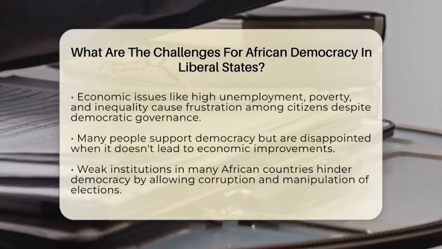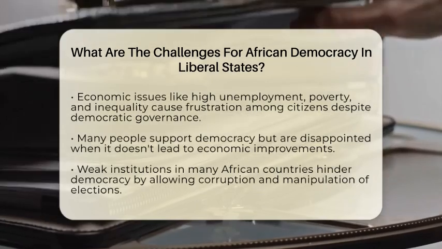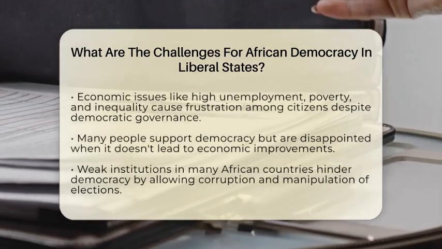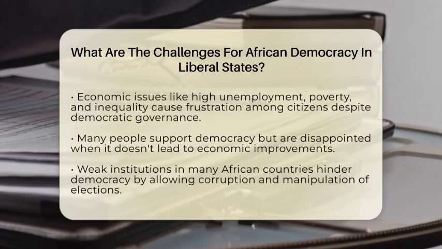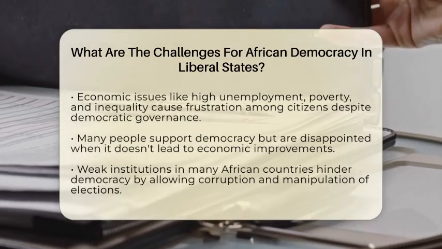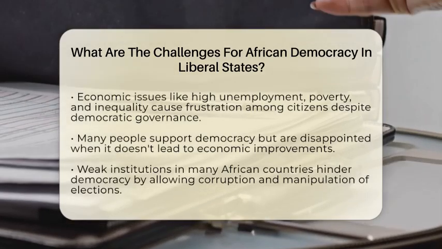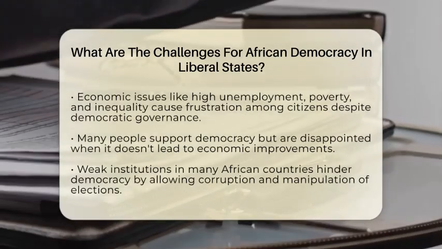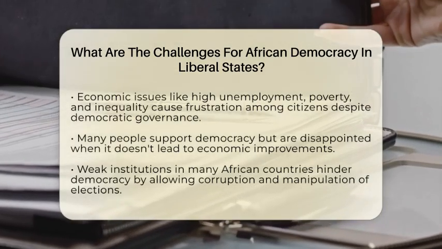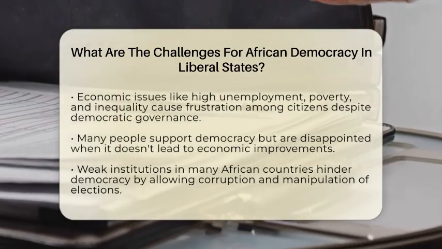Another challenge is weak institutions. Democracy depends on strong institutions that can enforce laws, fight corruption, and hold leaders accountable. But in many African states, institutions are fragile or corrupt. This makes it easy for leaders to manipulate elections or ignore laws, which weakens trust in democracy. Without solid institutions, democracy remains shallow and vulnerable to setbacks.